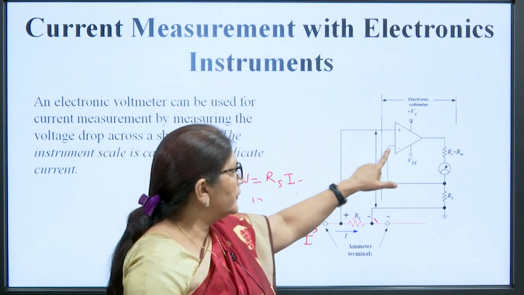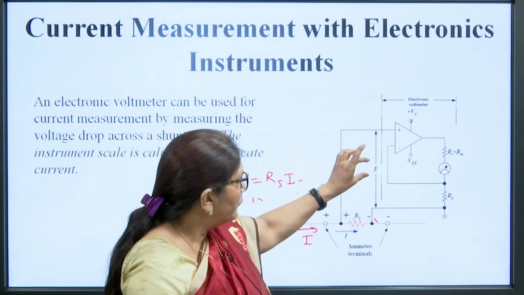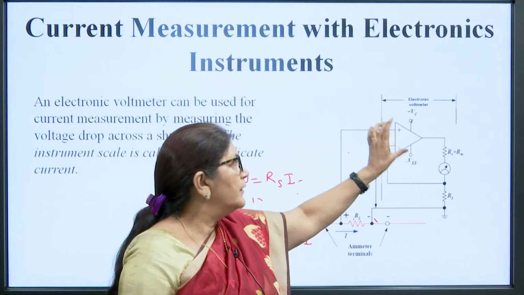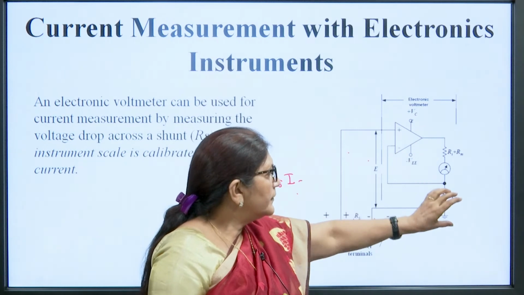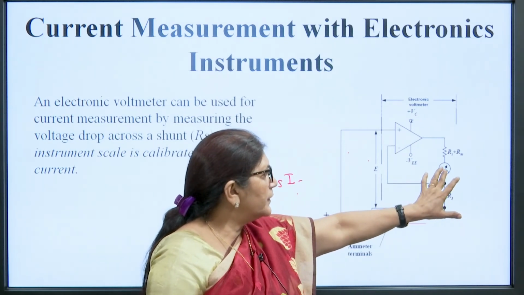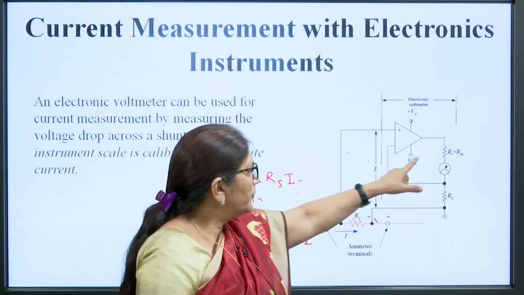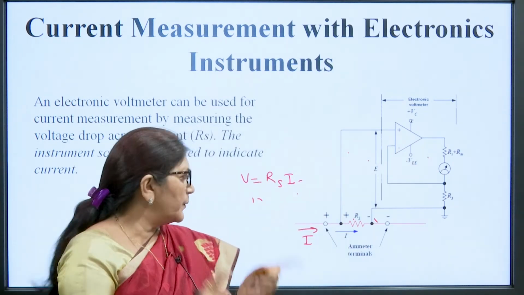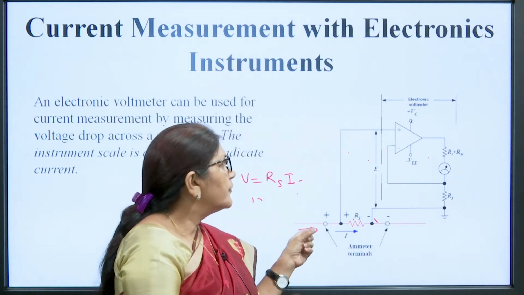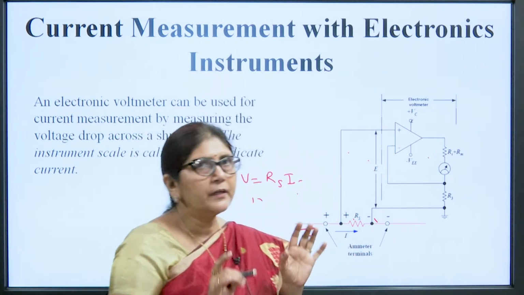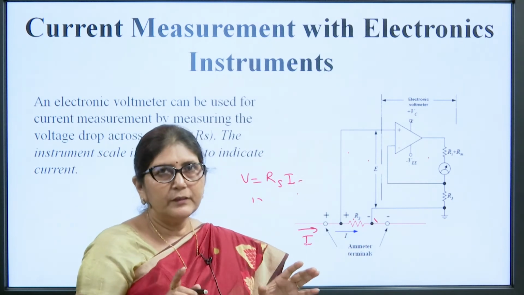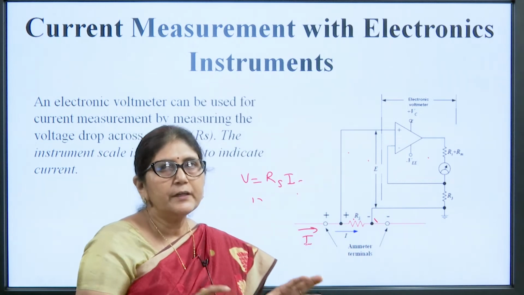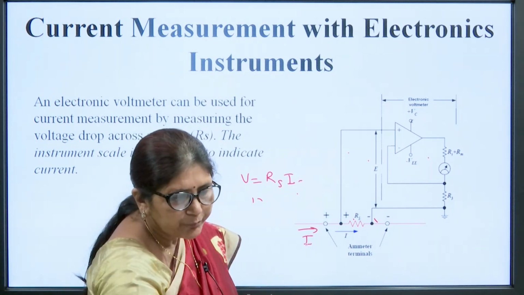So, this voltage E, which is proportional to the current, is applied at the operational amplifier. In this operational amplifier a meter is placed, and this meter will show the voltage that is proportional to the current. In this way we can measure the current by using the voltmeter. So, this is the current measurement instrument.